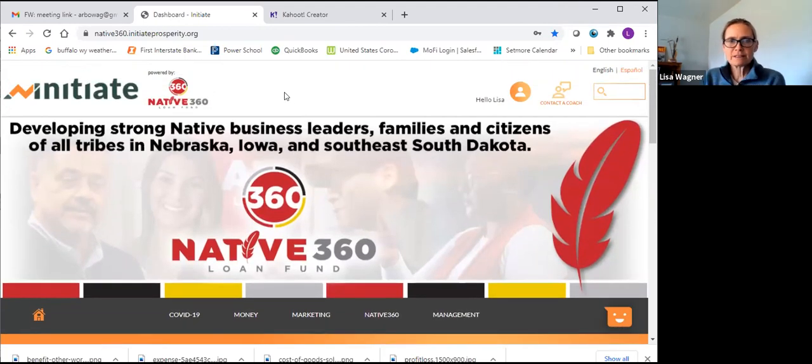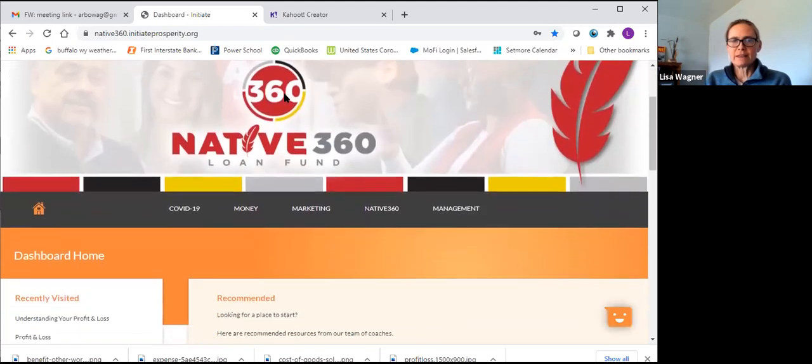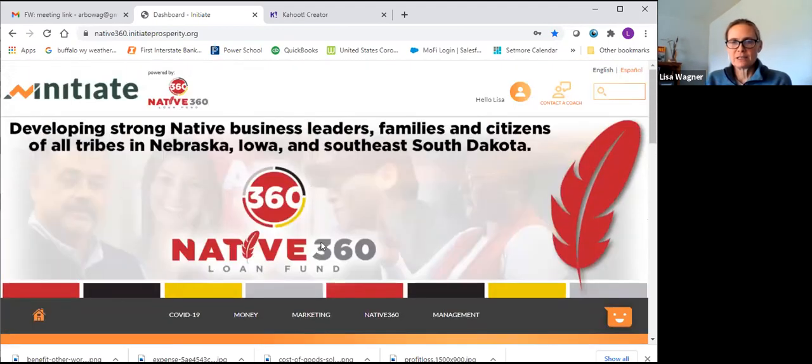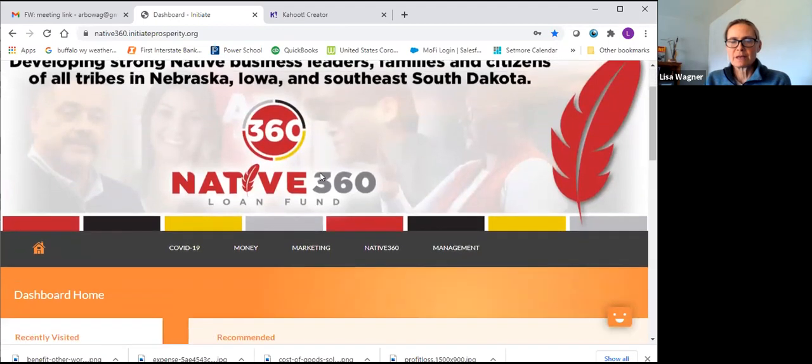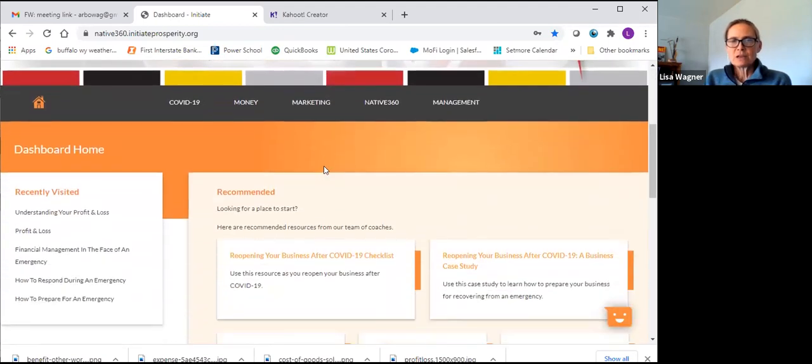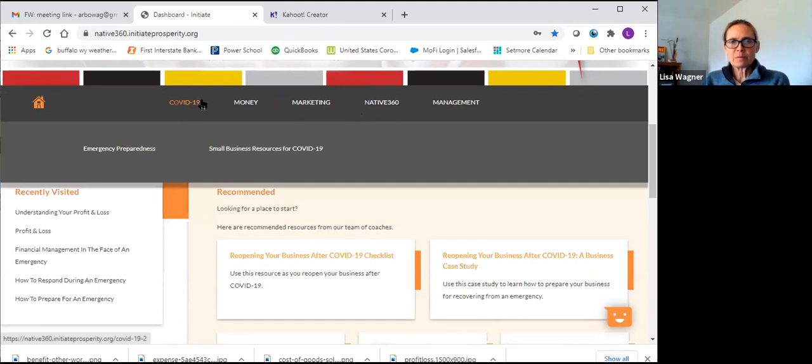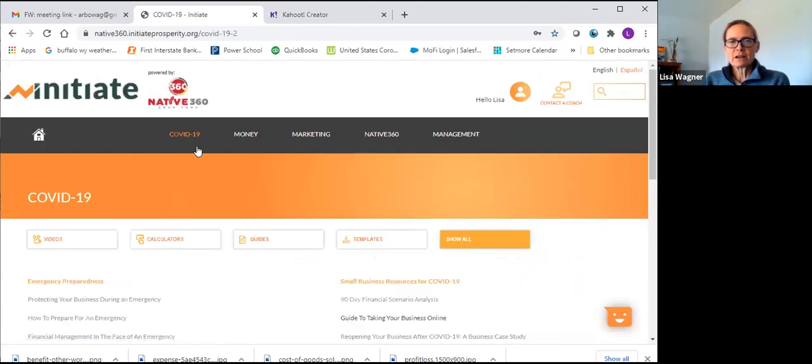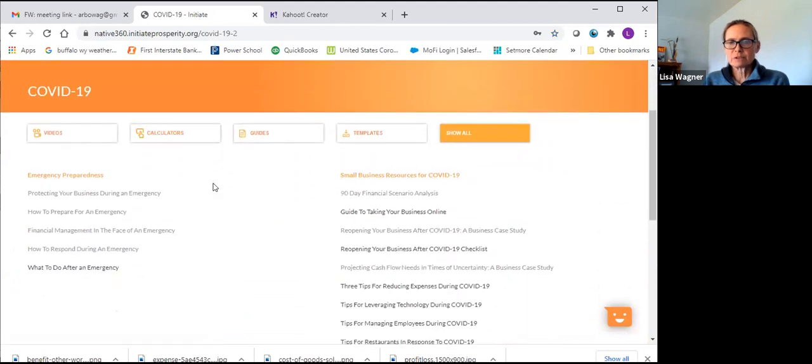Once you log on, this is where you end up, and the website looks like this. It's called Initiate, and you'll see Native 360's logo at the top. If you scroll down, you can see I'm on the dashboard home. If you're sitting on your computer right now, you can do it right now if you want, but it'll look like this, okay? And you can see that there are different topics at the top here. So I can click on COVID-19, for example, which is where we're going to find what we're looking for today.